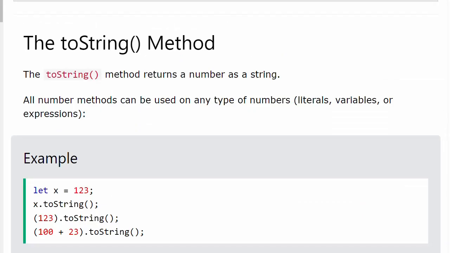Our first method is the toString method. The toString method returns a number as a string. All number methods can be used on any type of numbers. As an example, we have a variable x. The value of x is 123, and if we want to convert this 123 to string, then we will use the toString method. So let's define a variable x and initialize it with 123.